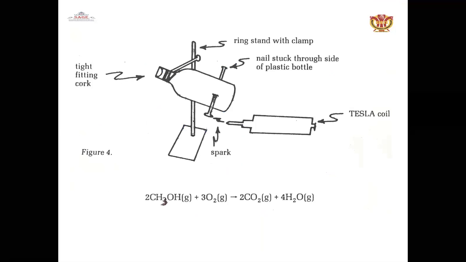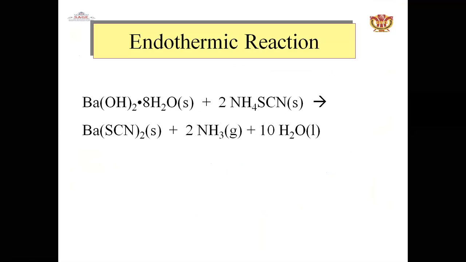This is the example where a tight-fitting cork is installed here. The ring is stepped with a clamp, and a nail is stuck through the side of the plastic bottle, and a Tesla coil used at the bottom side is sparking. This is the example where the combustion equation can be generated. Endothermic reaction, here it is represented in chemical equations.